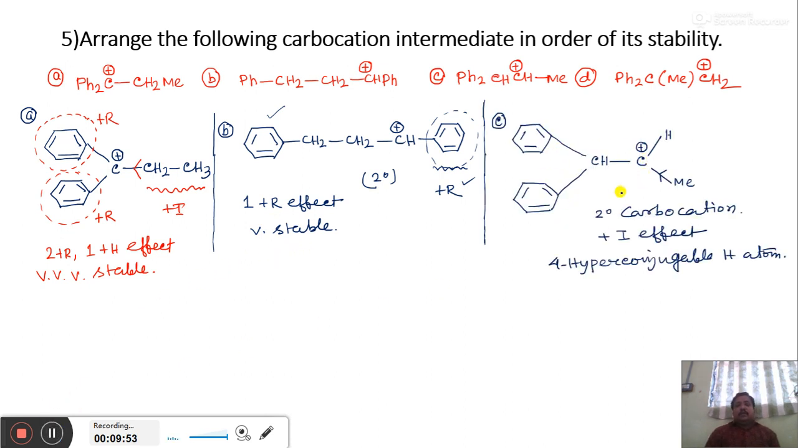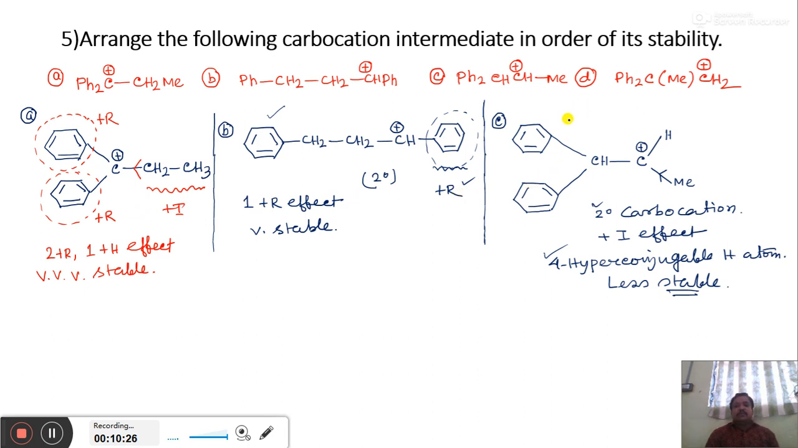Carbocation C is a 2-degree carbocation. Here the phenyl ring is not attached to the C plus carbon atom, so the phenyl ring cannot show its plus R effect. Here only 4 hyperconjugate H atoms are present, so it is much less stable. So carbocation C is less stable in comparison to carbocations A and B. Between A, B, C, the most stable carbocation is A, then B, then C.